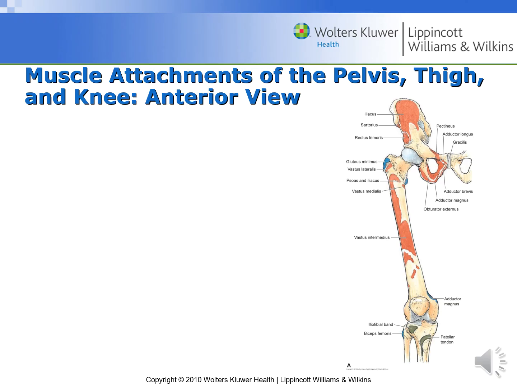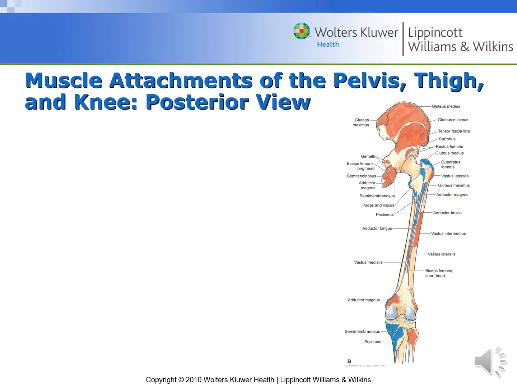most superiorly, we see the pectineus, we see the adductor longus, we see the gracilis, we see the adductor brevis, the adductor magnus, and the obturator externus. Traveling down, we also see the adductor magnus, and we see the patella tendon.